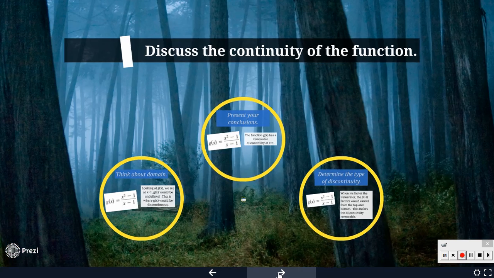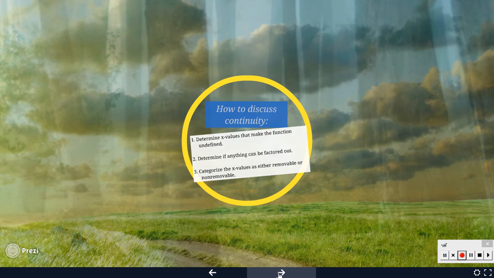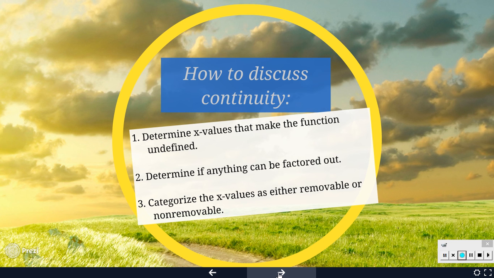So, in conclusion, if you're asked to discuss continuity, first determine the x values that make the function undefined, then determine if anything can be factored out. If you can factor things out and they cancel, it's a removable discontinuity. If they don't cancel, it's non-removable. And that also determines if it's a point discontinuity, if it's removable, or a vertical asymptote if it's non-removable.